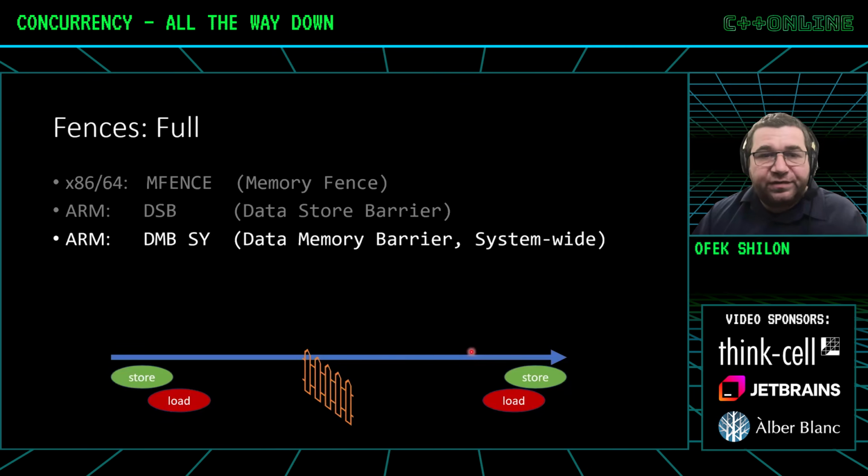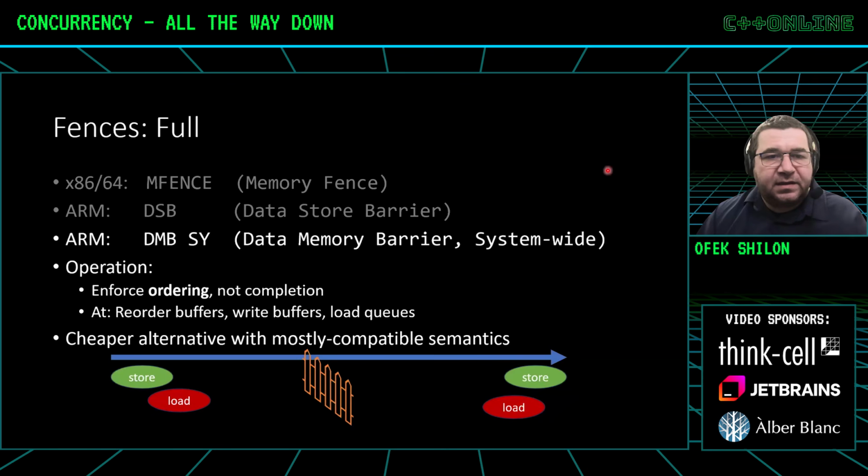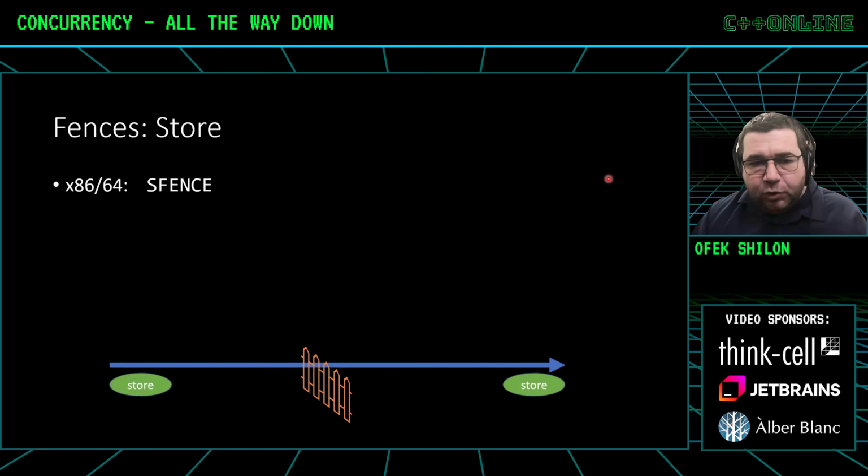ARM provides a more refined tool, DMB, Data Memory Barrier. This flavor is system-wide, and this enforces ordering, not completion, meaning this guarantees that all memory accesses before the DMB are made observable before any memory access after the DMB. So earlier memory operations may still be in the write buffer or a write combining buffer or invalidate queues or wherever when the fence instruction is retired, but they cannot become visible externally after later memory operations. This is the cheaper alternative with mostly compatible semantics. But there are still more specialized tools.